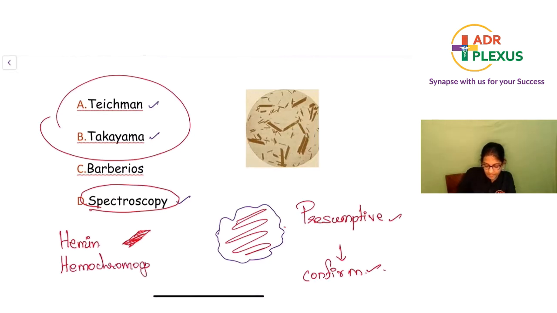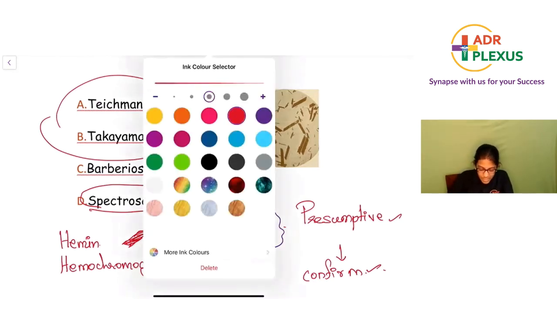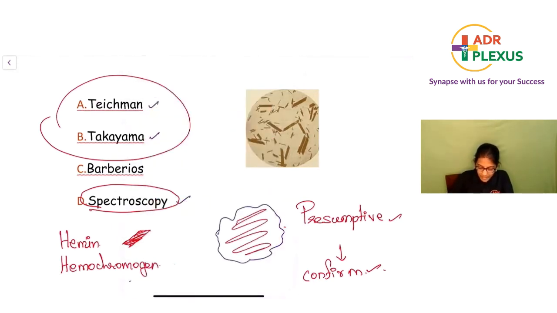Now, in Takayama, we look for hemochromogen. Now, how does this hemochromogen look? Hemochromogen looks pink and feathery, like a pink flower. It will look more pinkish and more feathery. So these are all for blood. These are all the options that were given for confirmatory.